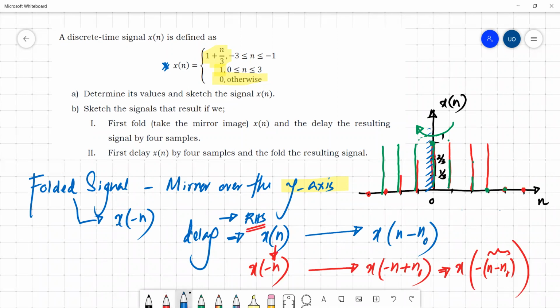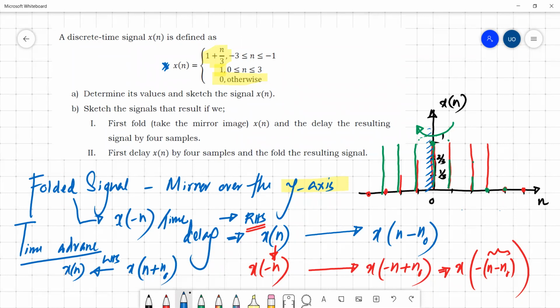If it is a time advancement, so this is a time delay. So this is a time delay. So this is time advance. So xn is the original function, and it's shifted to the left hand side. Then the time advance of xn is x(n plus n naught). Okay. So then what we can simply do is, this is the original xn.